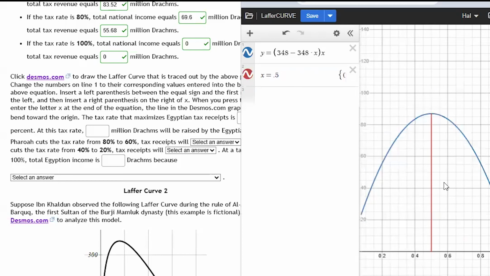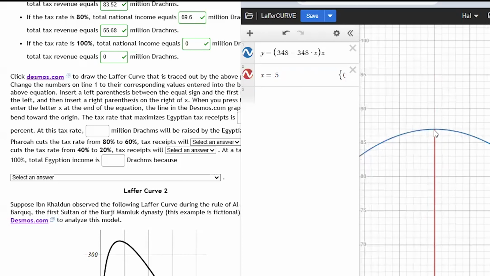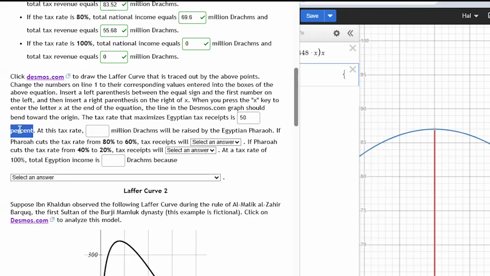We can zoom in on that point there. Tax revenues can't get higher than 87 million. That's the most tax revenues can be, and that corresponds to the tax rate of 0.5. If I lower the tax rate, revenues fall. If I raise the tax rate, revenues fall. So the tax rate that maximizes tax revenue, because this word here is percent, is 50%.